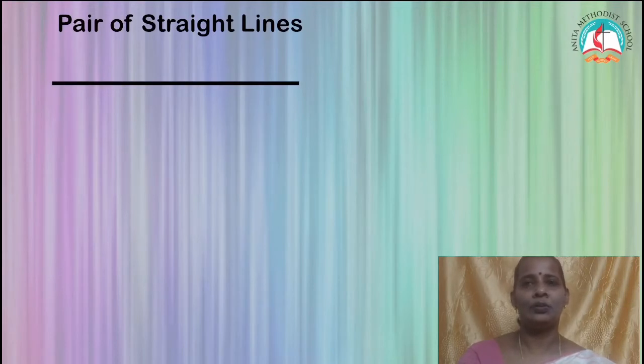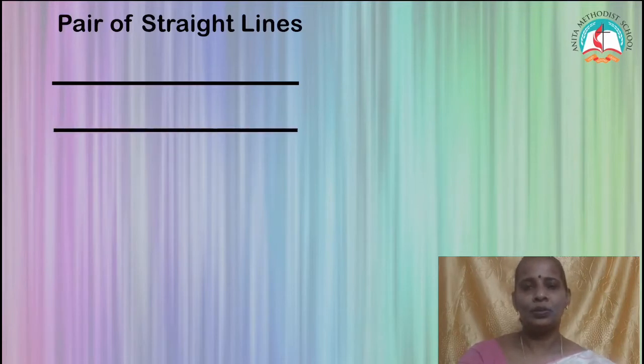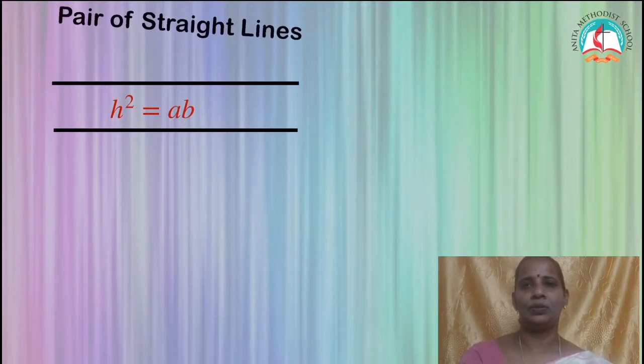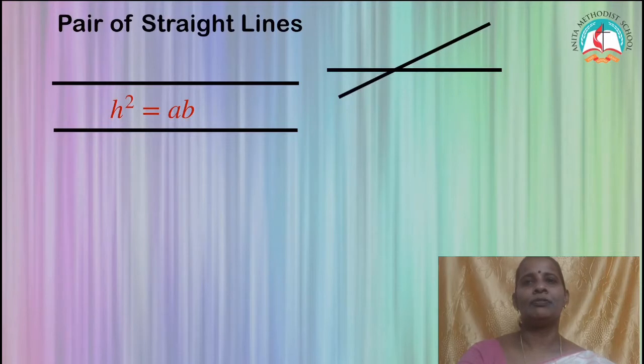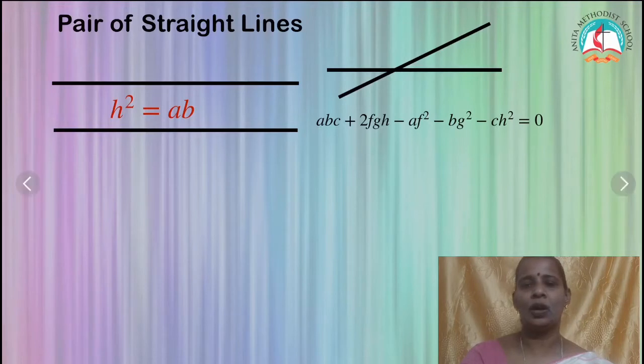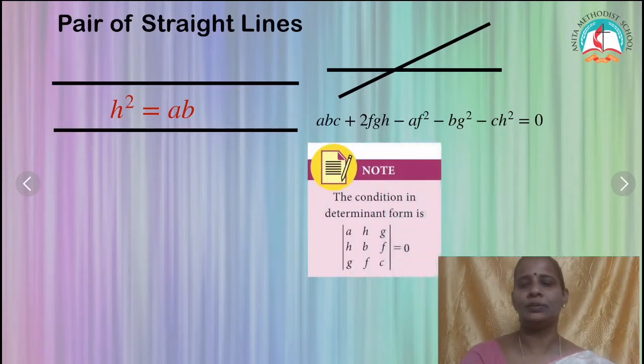Okay, already you know some of the results about the pair of straight lines. If the two lines are parallel, what is the condition you studied? h square is equal to ab. Suppose any two lines represent a pair of straight lines, then you have to use the condition abc plus 2fgh minus af square minus bg square minus ch square is equal to 0. You have seen the condition for parallel. Then what is the condition for perpendicular?